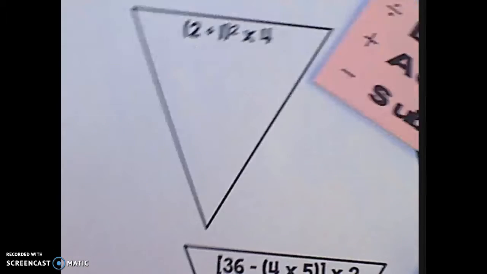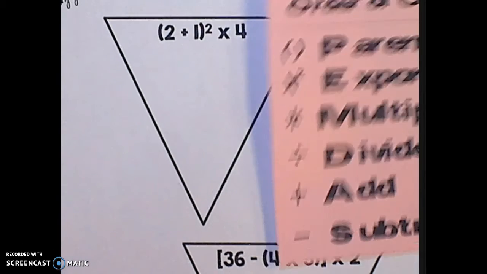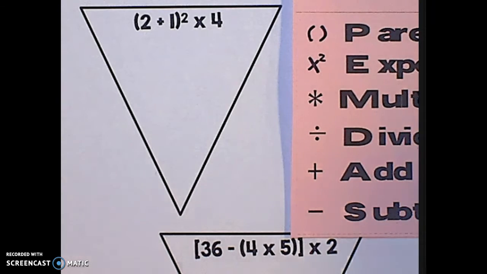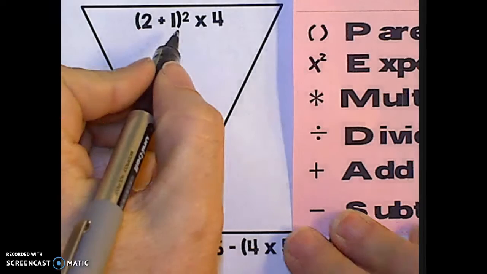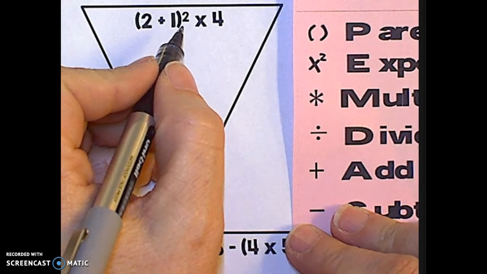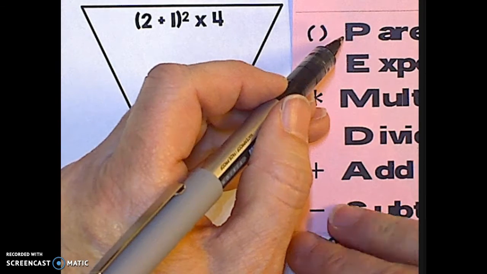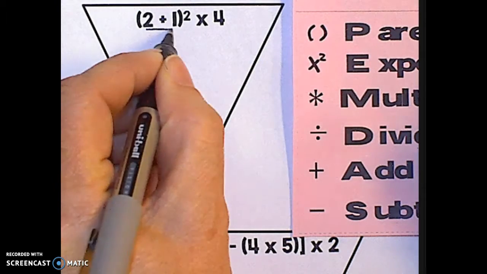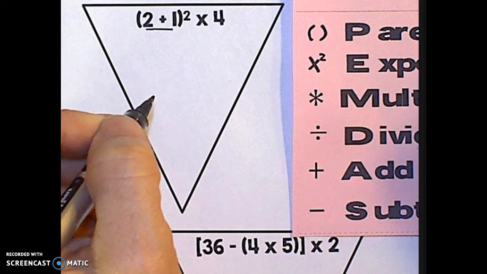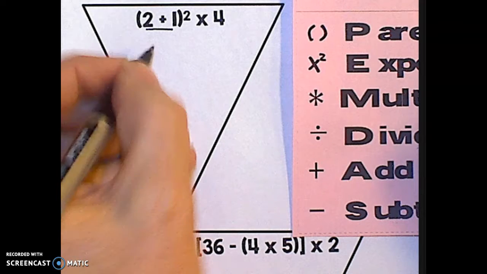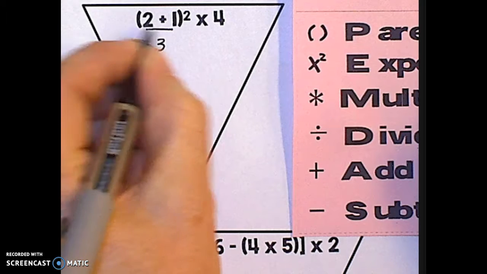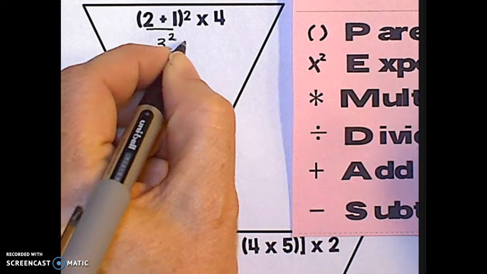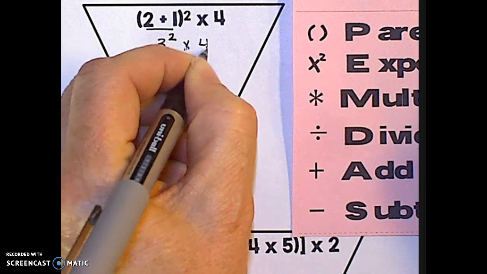Okay, the next one that I want you to look at on this page is actually right next to that problem. This is a little bit tricky because the square, the little 2, right here, is on the outside of the parentheses. Remember, with PEMDAS, we do our parentheses first. So what's inside the parentheses? 2 plus 1. And 2 plus 1 is 3. So we're finished with what's inside. We can now just put our exponent right here. And then multiply times 4.